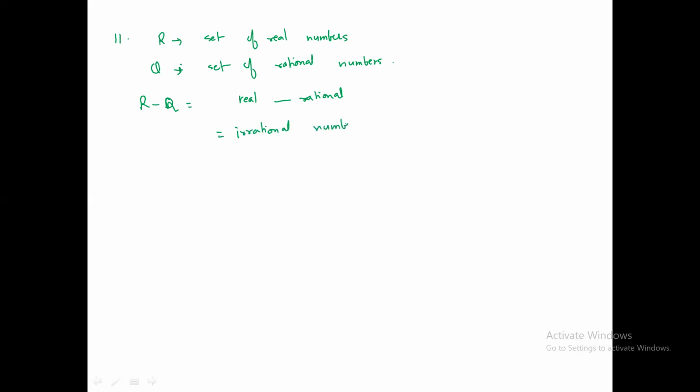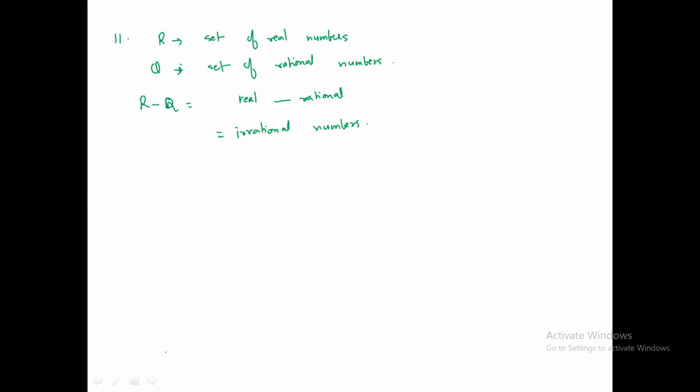In this, R is the set of real numbers. We all know. And Q is the set of rational numbers. This also we know. Now you have to find what is R minus Q. So from real numbers, if you remove rational numbers, what is left is irrational numbers. So R minus Q is nothing but the set of irrational numbers.